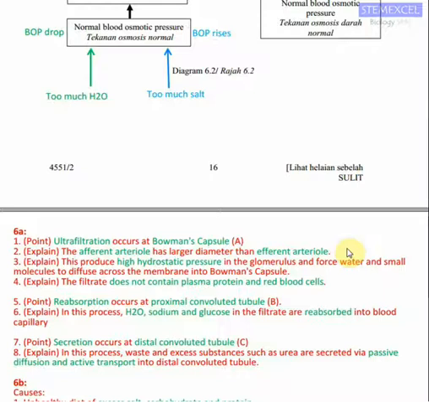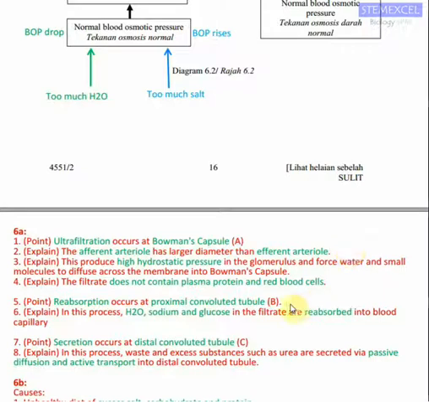And then the next point will be, because of this difference in the diameter, it will produce high hydrostatic pressure in the glomerulus, and this would force the water and also other small molecules to diffuse across the membrane into the Bowman's capsule. And this is where the ultrafiltration occurs. And this filtrate, as additional point, you can say, does not contain plasma protein or red blood cells.